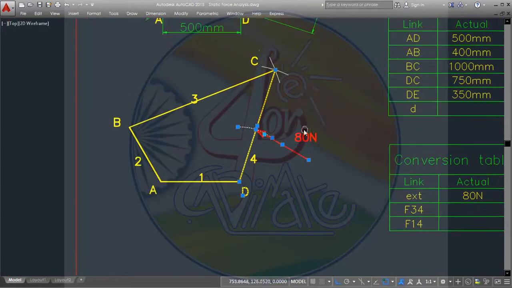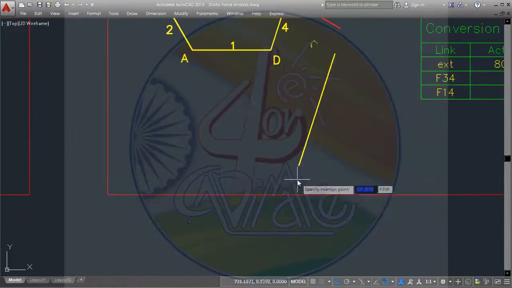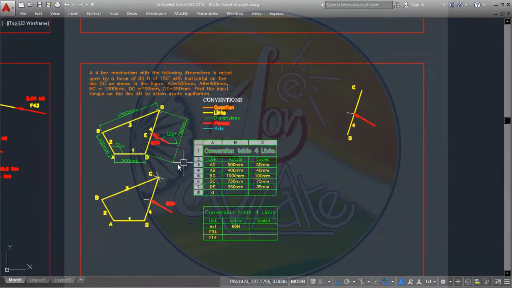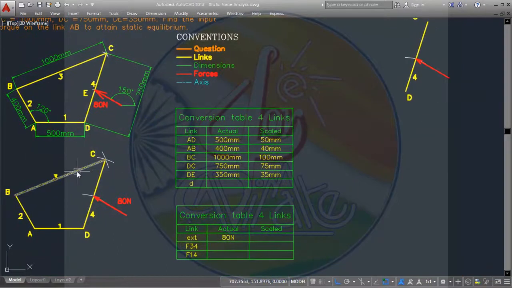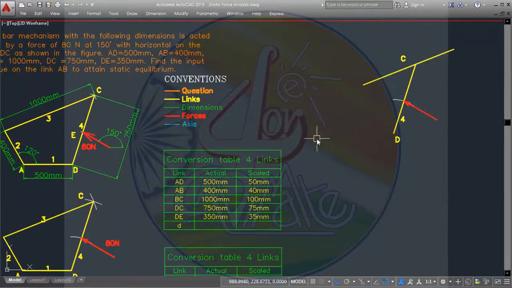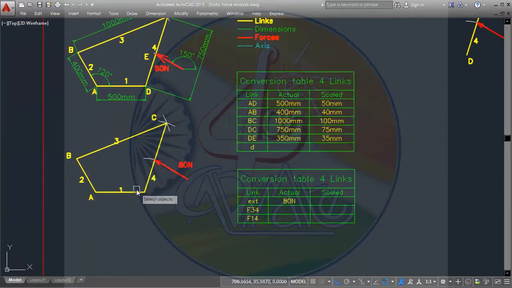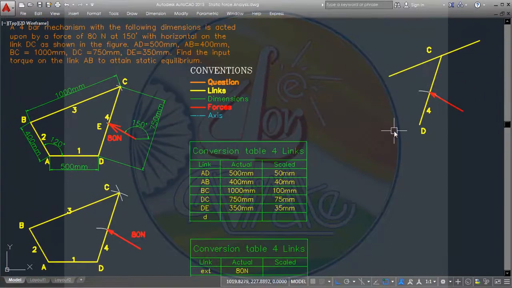To do that, we have to take link number 4 as it is. Let us take it here. And next, we have to find the direction of the remaining forces. So for that, I'll have to take a copy of this. Parallel to this, I need a line passing through this point, and parallel to that, that's it. Then we have to extend this line up to here.